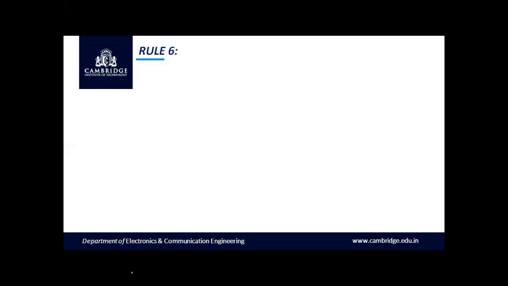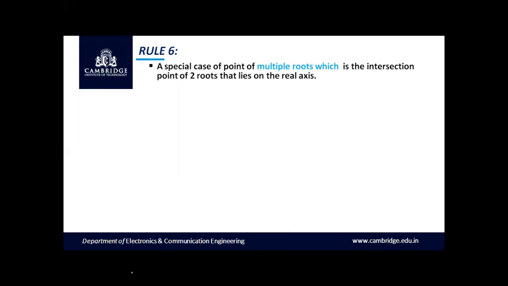Let us look into rule number 6. It is subjected to a special case of point of multiple roots, which is the intersection point of two roots that lies on the real axis. Let me explain this with an example.